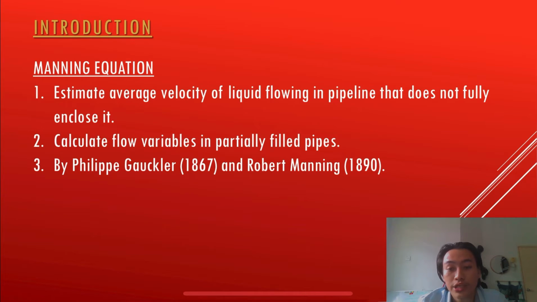For the last equation of this pipe introduction is Manning equation. It is used to estimate the average velocity of liquid flowing in pipelines that does not fully inclusive. This equation also used to calculate flow variables in partially filled pipes because they have a free surface similar to open channel flow. That's all.